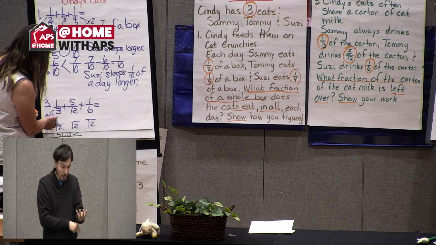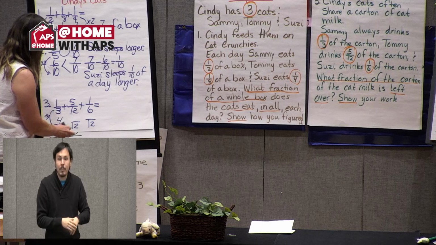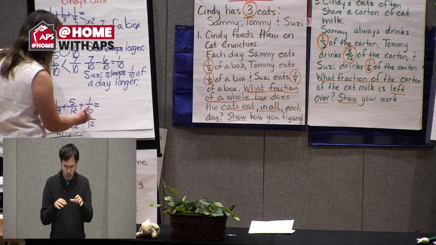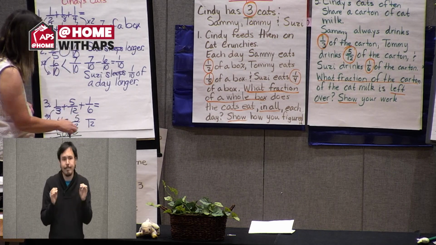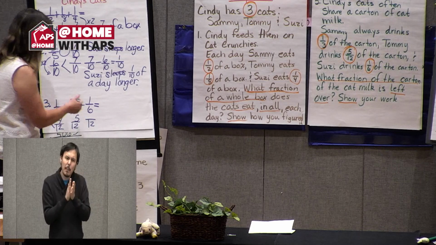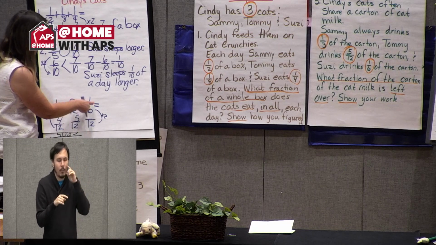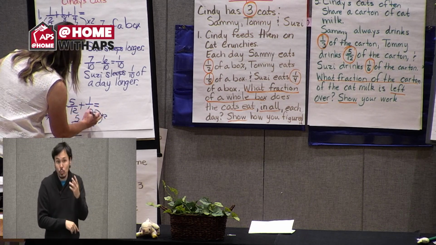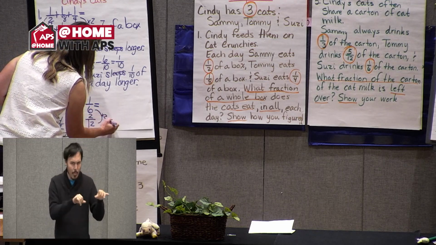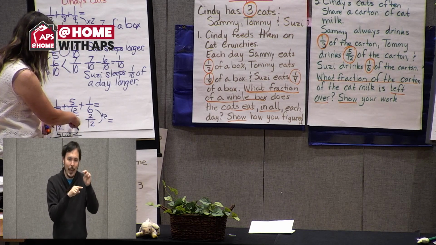If you do something to one side, you got to do it to the other side. So we have here, what is 1 times 4? It is 4. Did we do anything to this 12 to get to that 12? Nope. So we don't have to do anything to our numerator. What did we have to do to our 6 to get to 12? We multiplied by 2. So do the same to the numerator. 1 times 2 is 2. Then again, since we have common denominators, we can add the numerators. 4, 5, 6, 7.